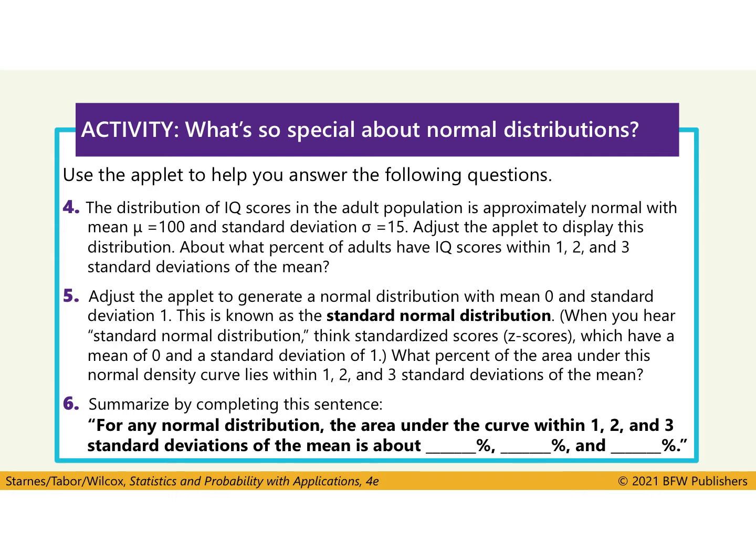Let's look at the distribution of IQ scores. IQ scores are approximately normal with a mean of 100 and a standard deviation of 15. So go into the applet and change your mean and standard deviation from your last ones to 100 and 15.